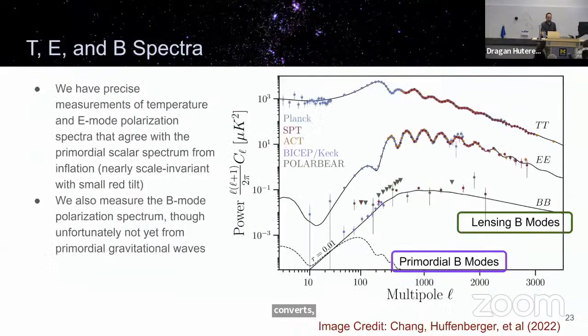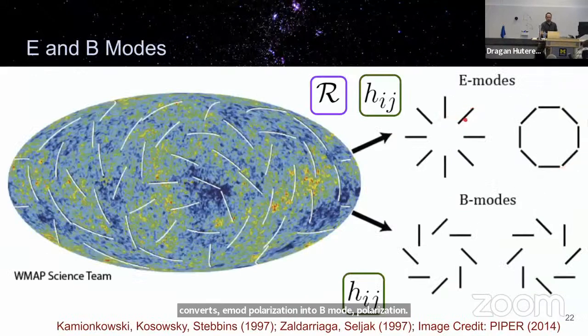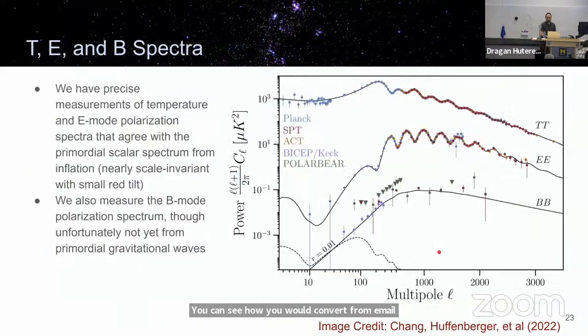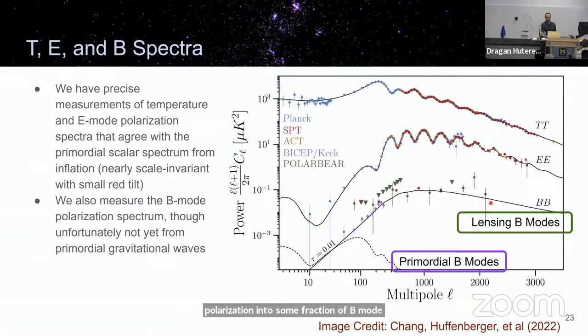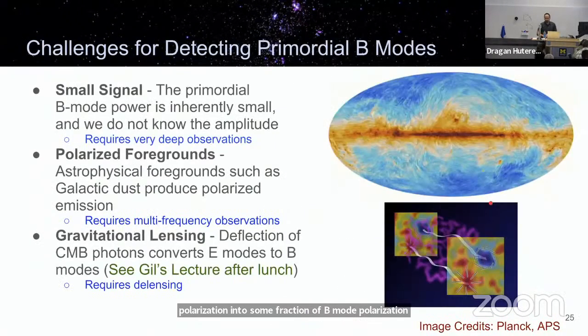You can sort of get a handle on this if you start with just E modes and you start moving these things around, literally just deflecting them on the sky. You can see how you would convert from E mode polarization into some fraction of B mode polarization. And the power spectrum of that effect is shown here. Now, this is also a big challenge. Fortunately, this one we think we have a way to deal with.